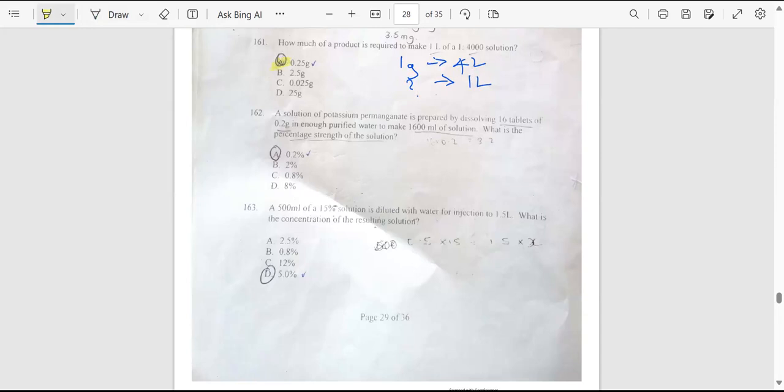162. A solution of potassium permanganate is prepared by dissolving 16 tablets of 0.2 grams in enough purified water to make 1600 ml of the solution. What is the percentage strength of the solution? So 16 times 0.2, we get 3.2 grams.